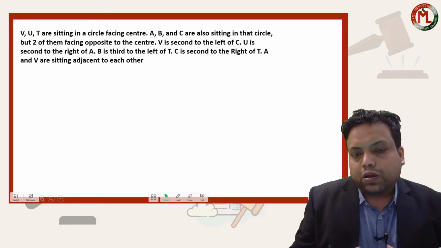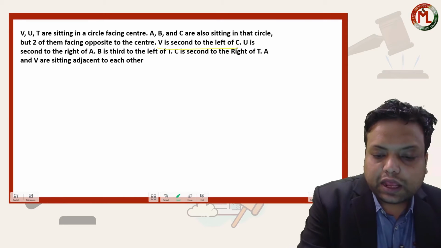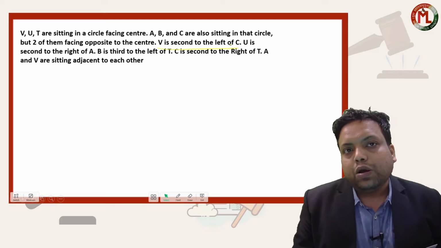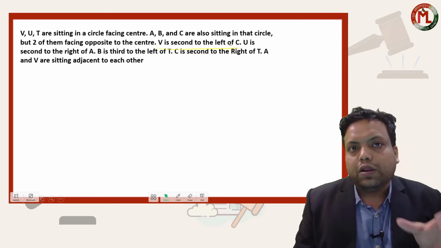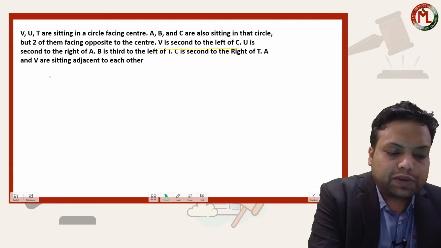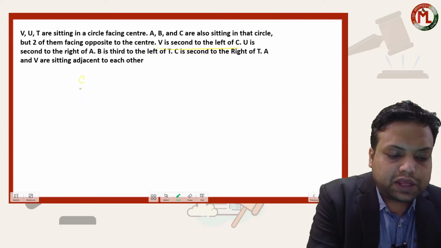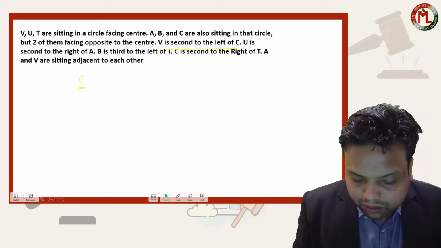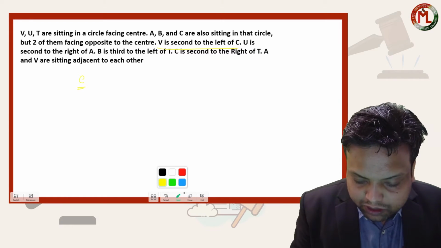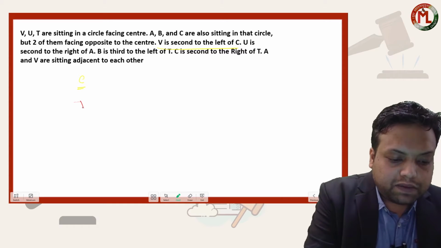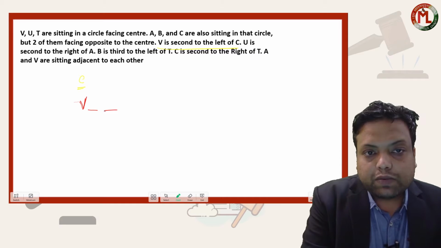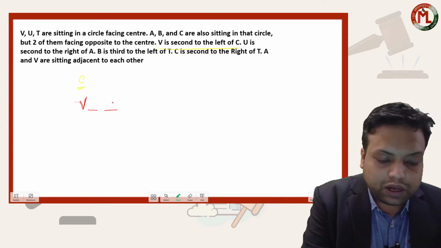Now rather than reading this line, I can represent it in some graphical format. Say V is second to the left of C. That means if C is sitting here, I must change the color, this color I am not going to like. Okay, see, if V is sitting here, then what they are saying is V is sitting second to the left of C.